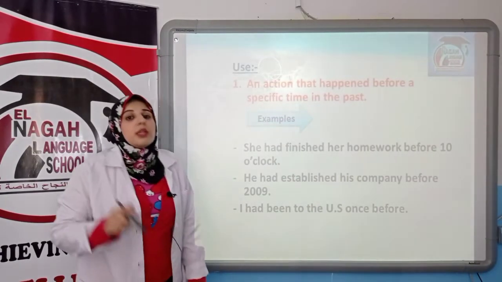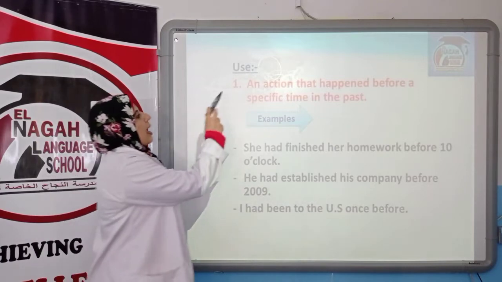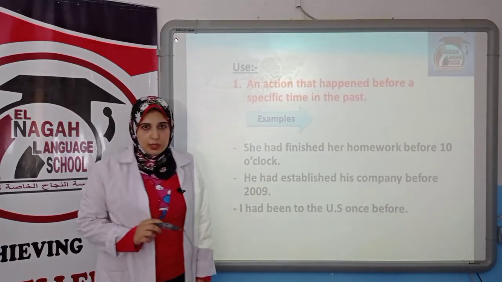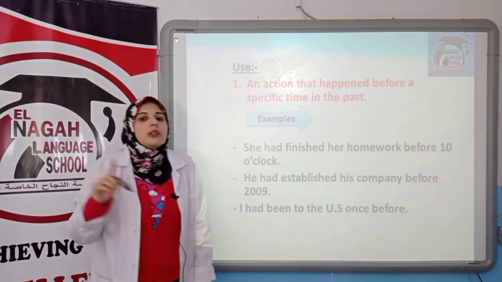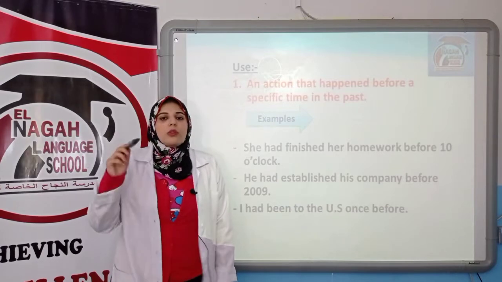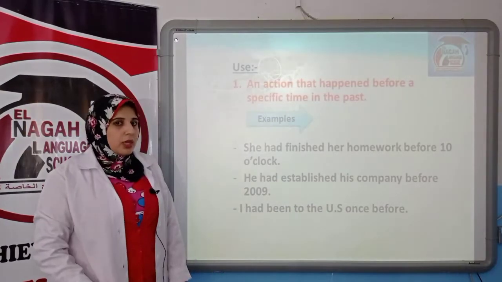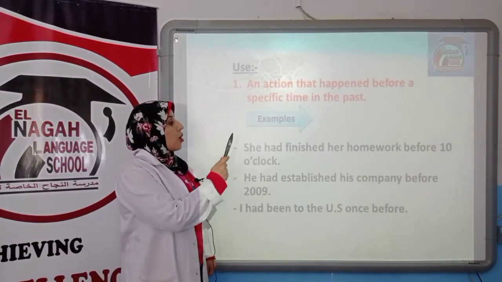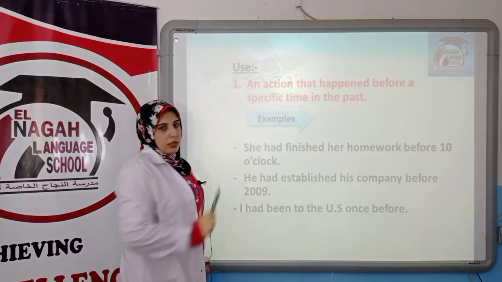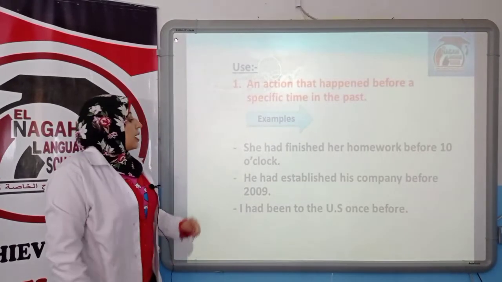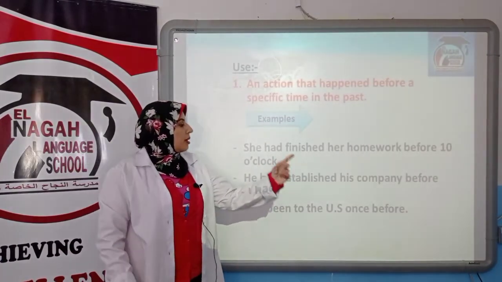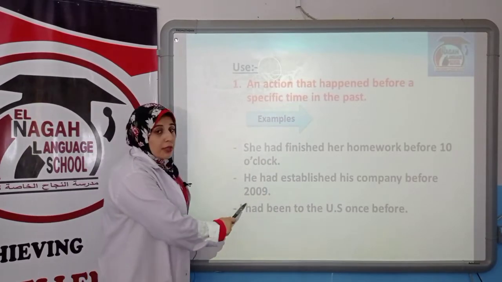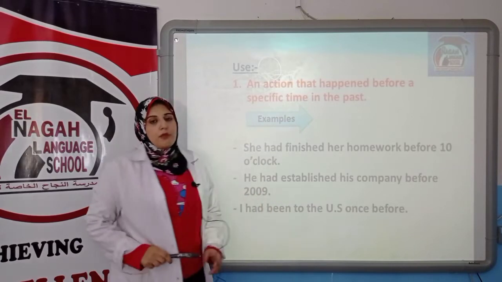We use it to express an action that happened before a specific time in the past. It means that we don't mention the exact time. Let's take some examples. She had finished her homework before 10 o'clock. He had established his company before 2009. I had been to the US once before.